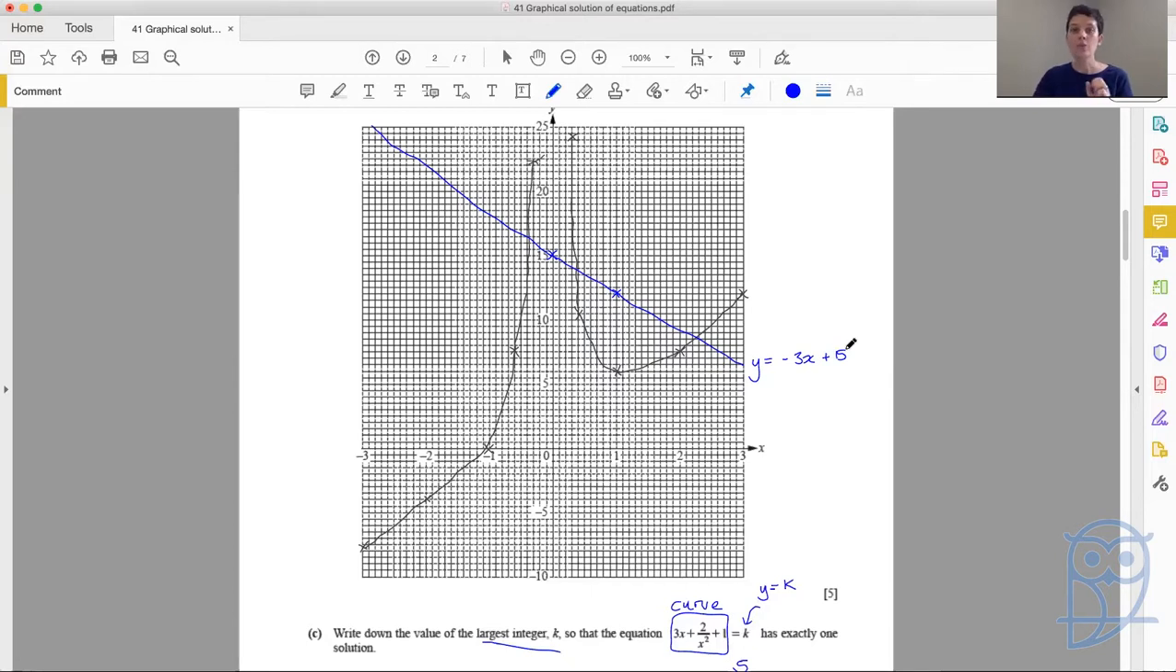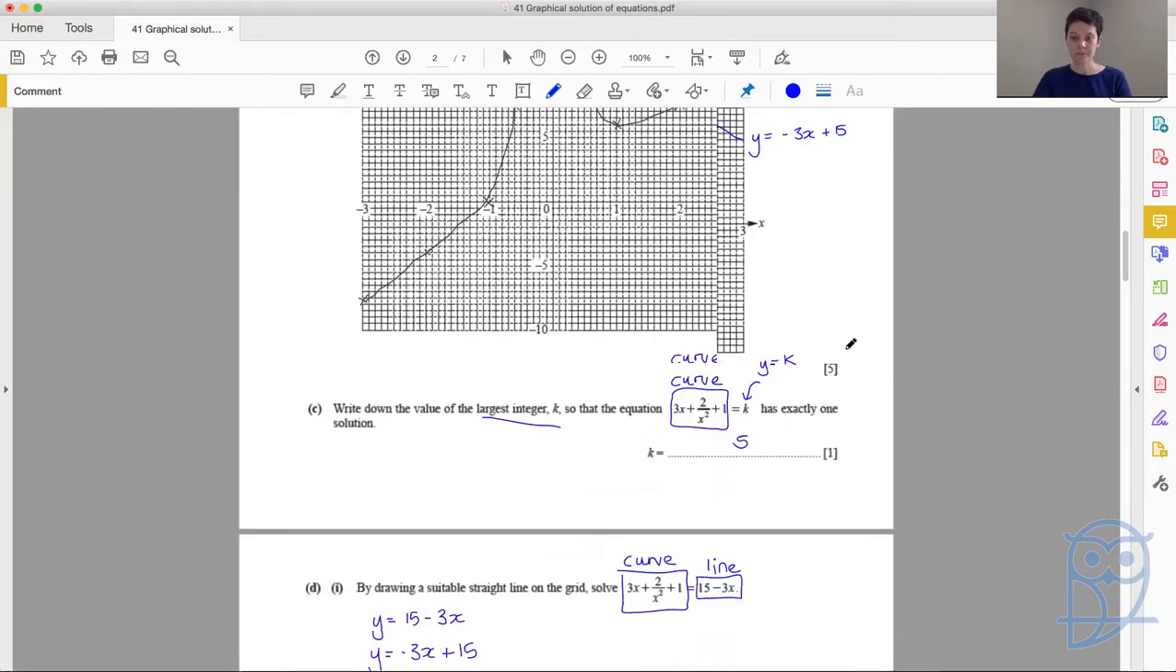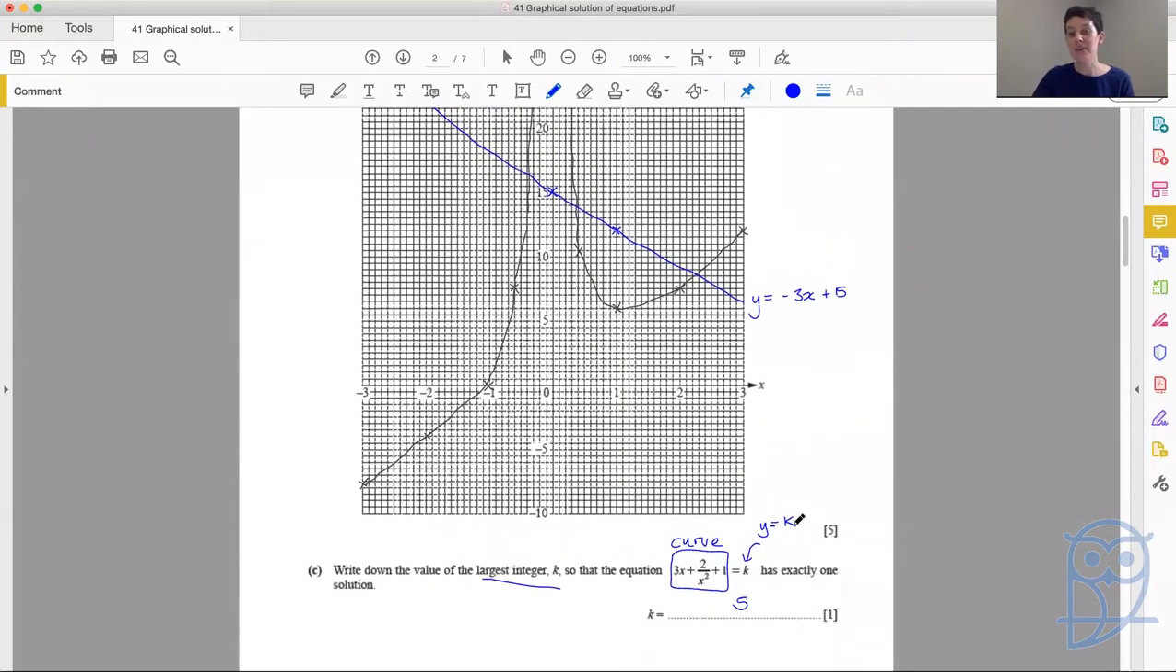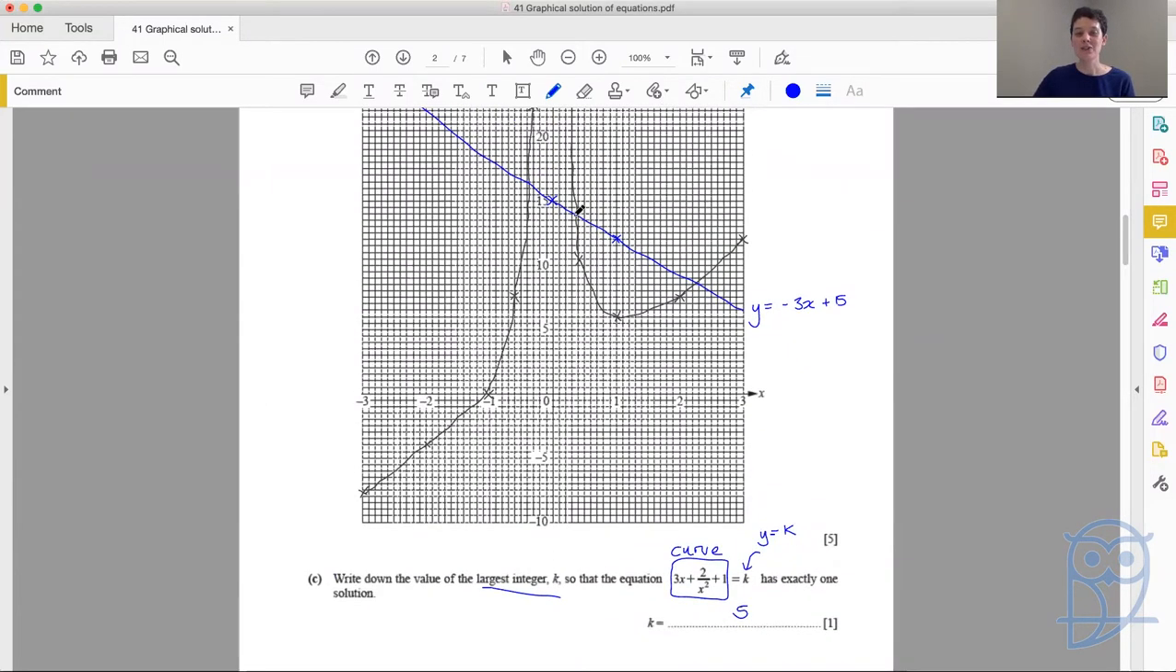So now we can use it to solve the equation. Curve equals line, where they intersect. And look at this, we've got 1, 2, 3 spaces for answers, and we have 1, 2, 3 intersections. So now we've got to read off those values for x.